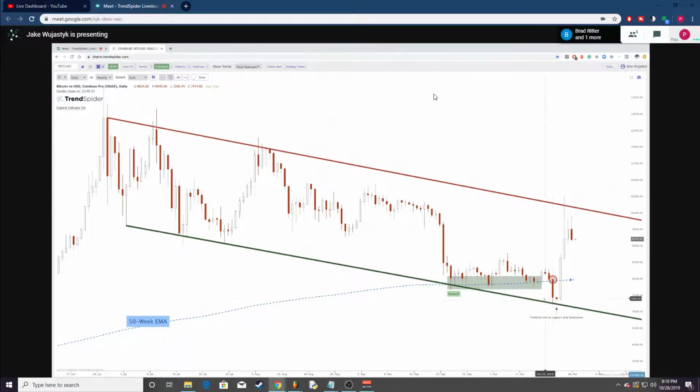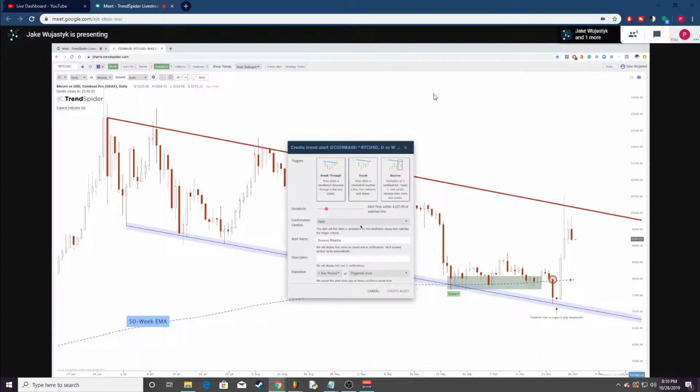And so what you can do here is you can actually right click and create an alert at this line where you're not having to watch the screen constantly and see, okay, is it going to get to this line? You just have a simple alert system that you can create a margin of error.